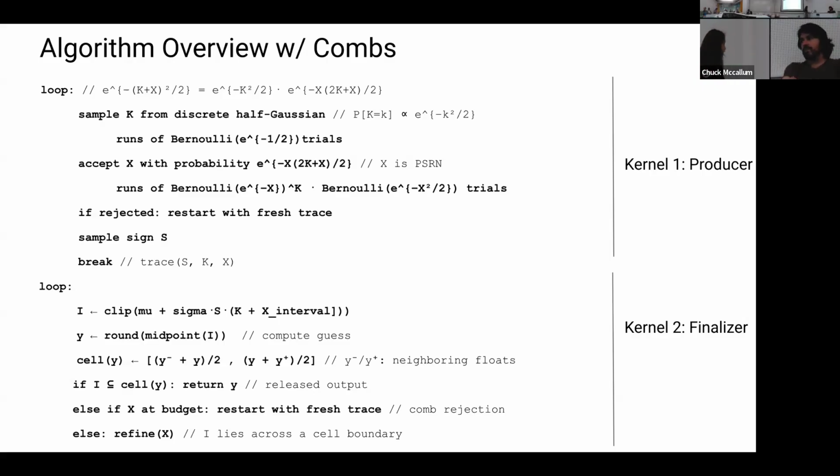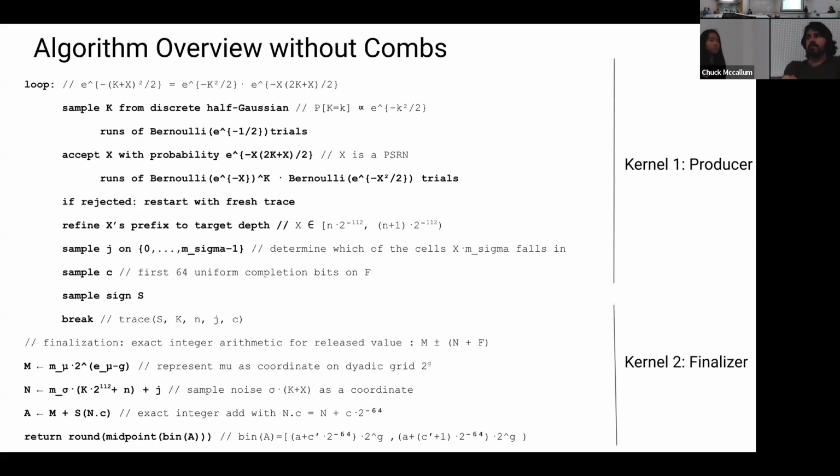But there is another version of the algorithm that Mike has that doesn't have this comb rejection part. We can expect this algorithm to be a bit more efficient than the comb version, just because during the finalization steps, there's no rejection sampling, no rejection loop happening there. We can do that by representing those values as coordinates on a dyadic grid and then doing some exact integer addition in the end.